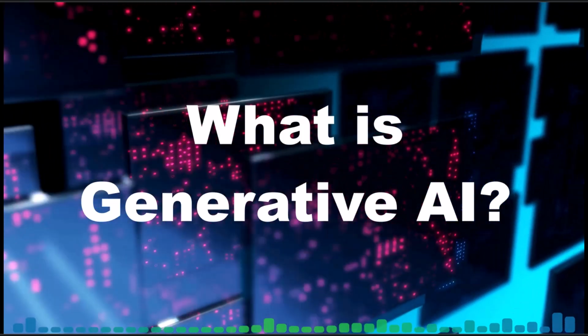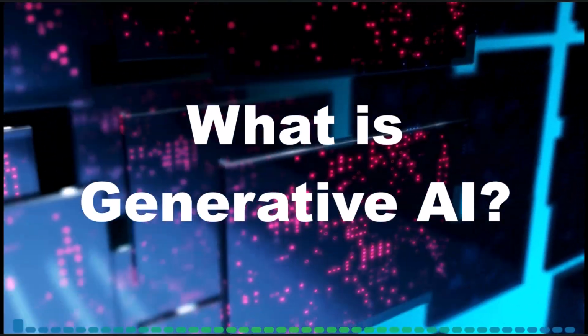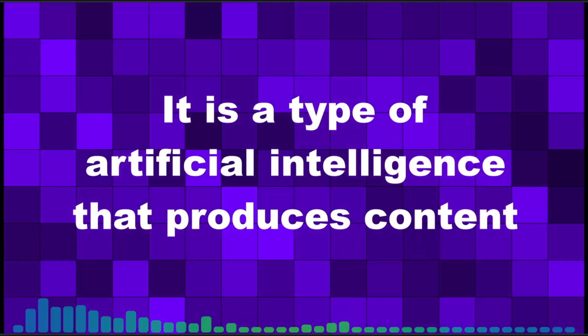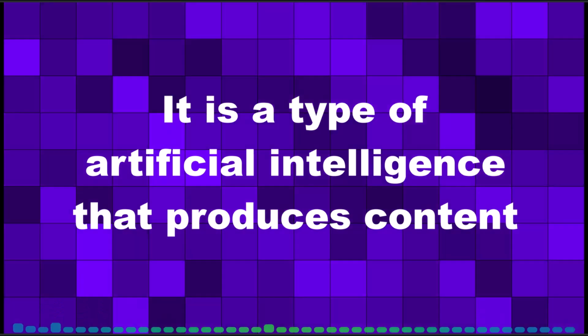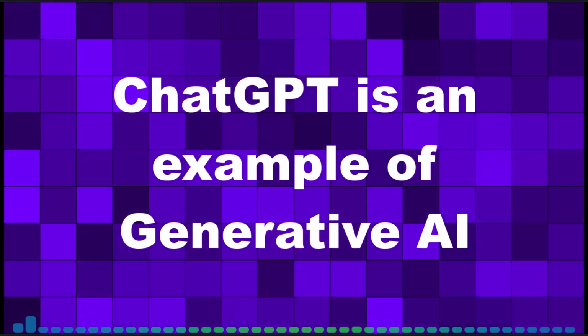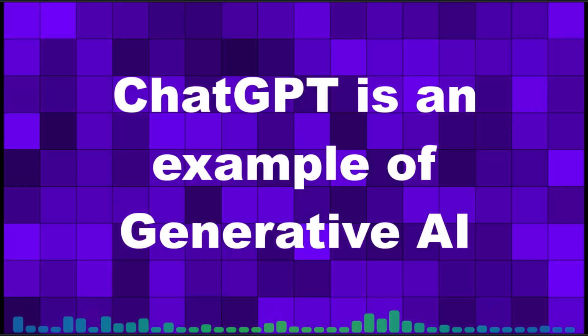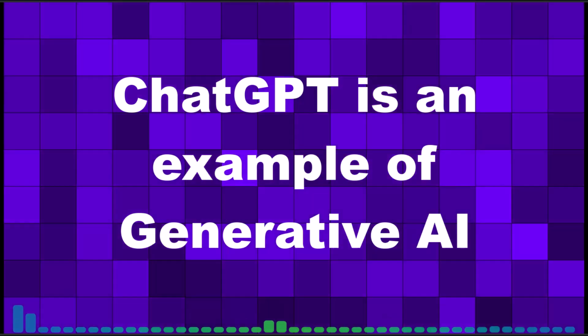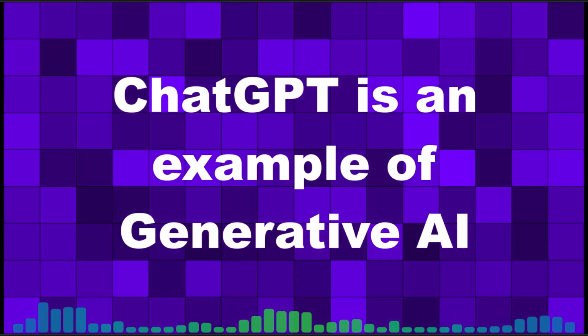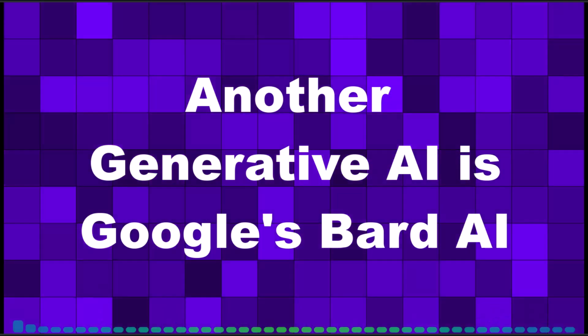But first, what is Generative AI? It's a type of artificial intelligence technology that can produce various types of content. ChatGPT is an example of Generative AI. It's fantastic at generating human-like text based on the input it receives. Another Generative AI example is Google's Bard AI.